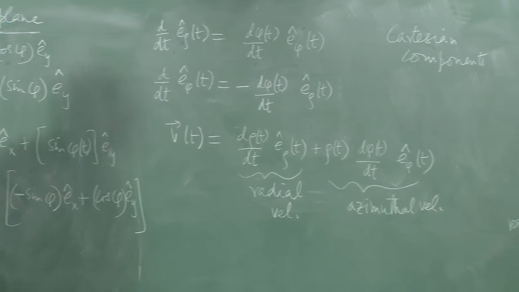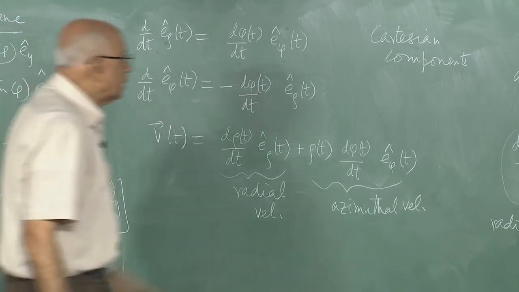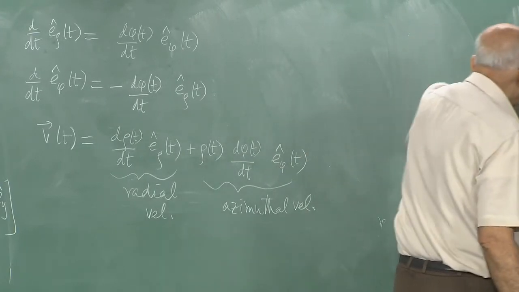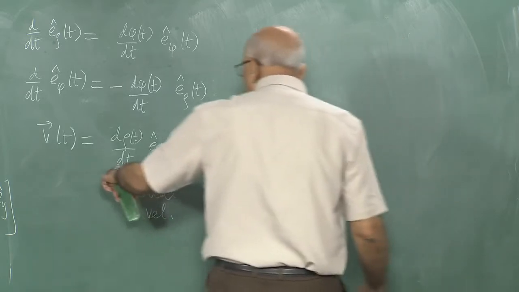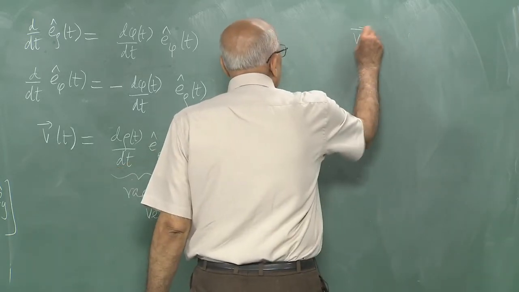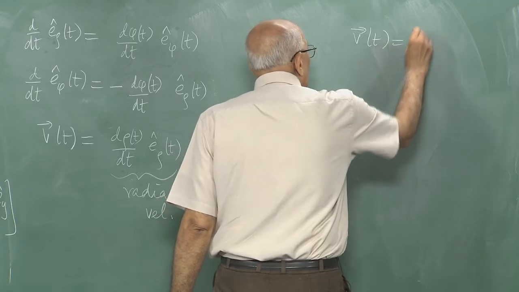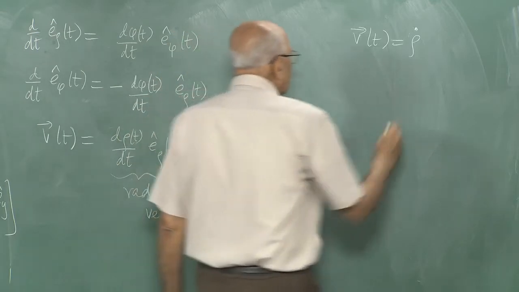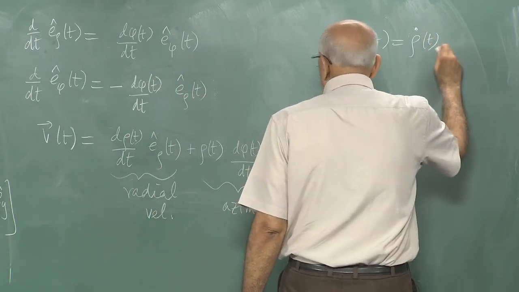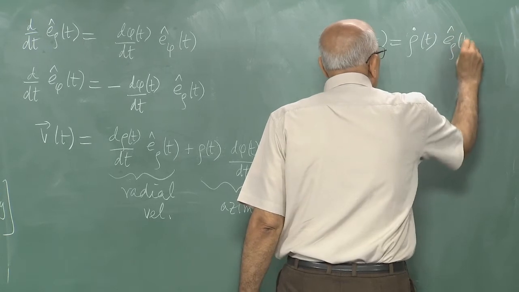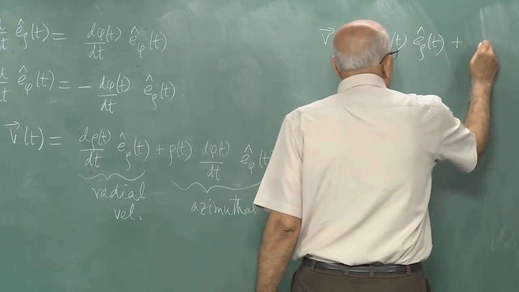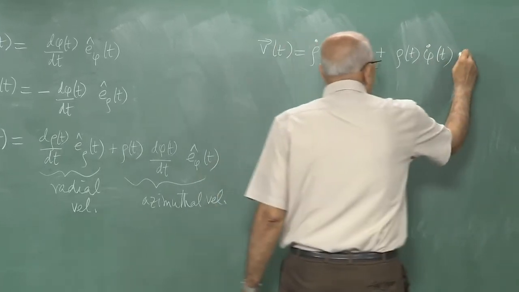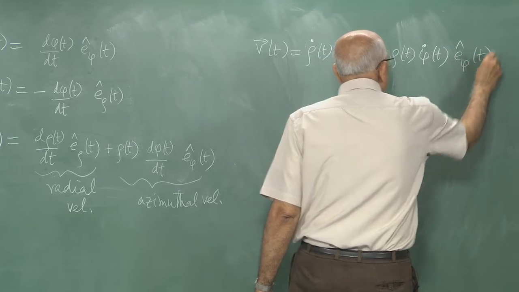Okay. But we can do a little more physical identification here. You can see that what is really happening is that if I call this V sub rho, it says V of t equal to, let us put dots to tell us where the time derivatives are going in. So there is a rho dot as a function of time, of course, and then E rho of t plus rho of t phi dot of t E phi of t.